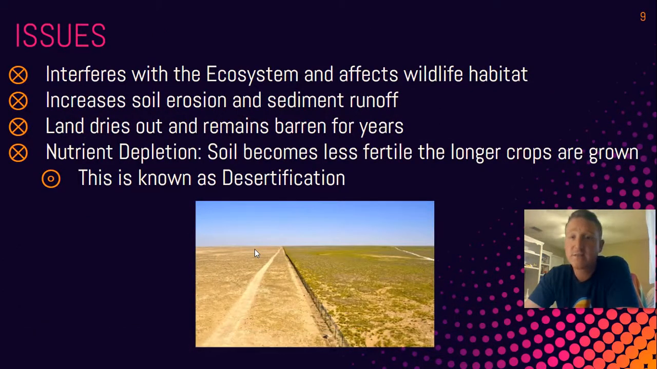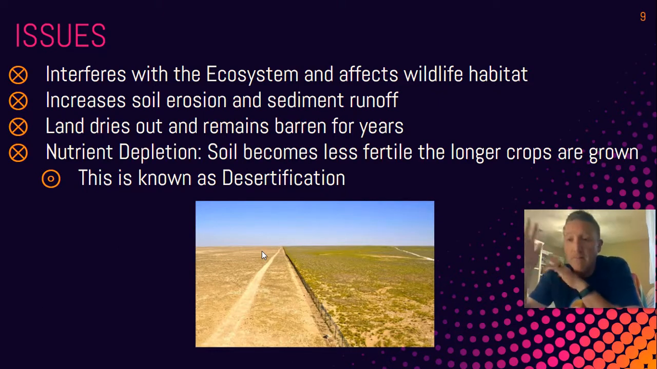Land use interferes with the ecosystem, affects wildlife habitat, and increases soil erosion and sediment runoff. Land dries out and remains barren for years. That's the Dust Bowl. That's exactly why the Dust Bowl happened. Go look up the Dust Bowl. There's also nutrient depletion. Soil becomes less fertile the longer crops are grown, the same thing over and over and over again.